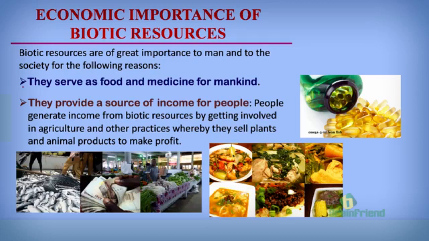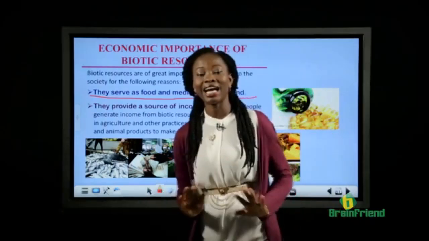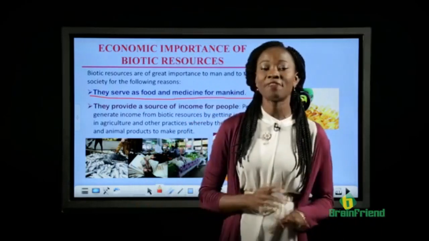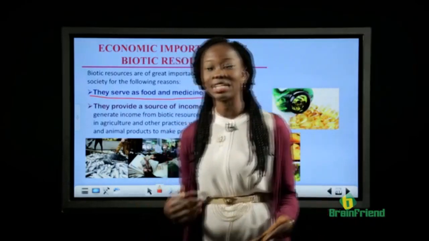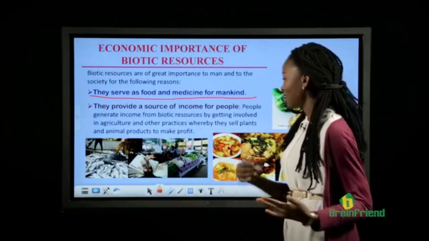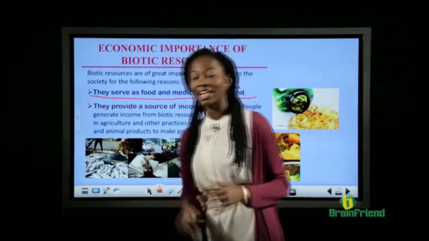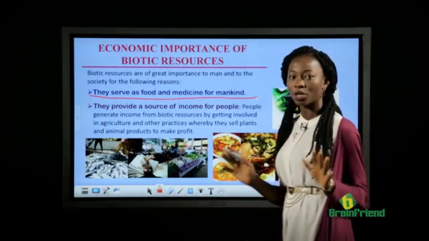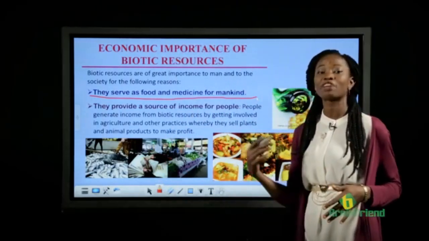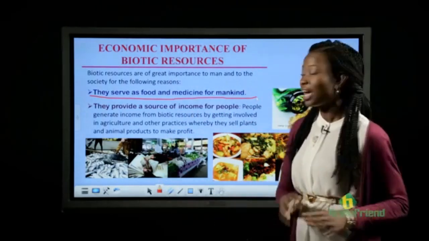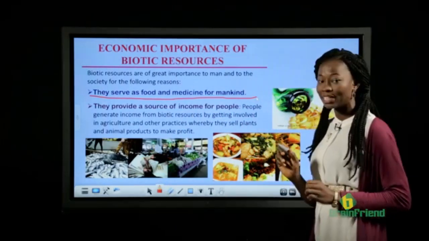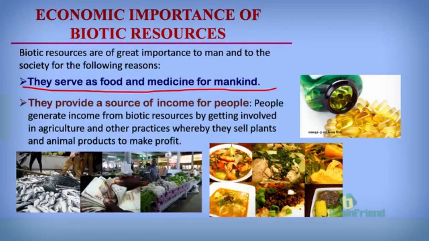They serve as food and medicine. We've seen different kinds of food substances and different kinds of medicinal items that are derived from plant and animal sources. We don't have to dwell on that. The food we consume, all the food items we consume, whether they were made from a restaurant or made at home, are all gotten from plants and animal sources.